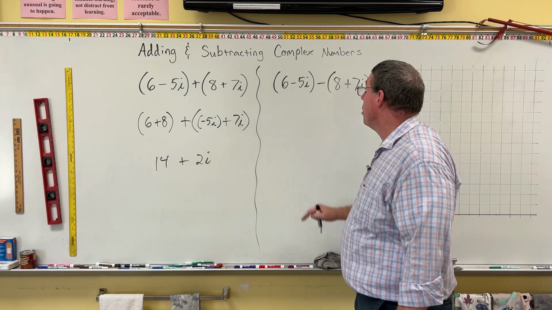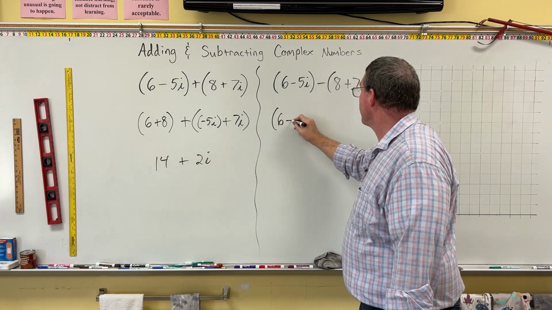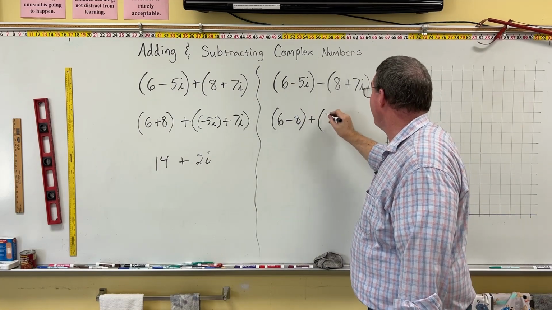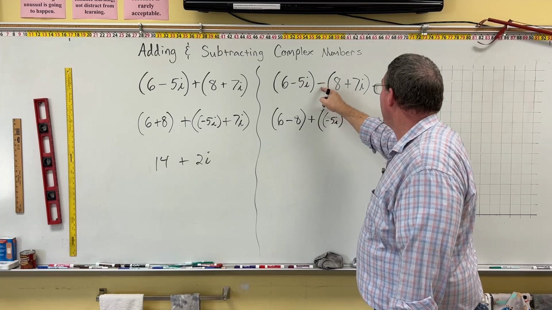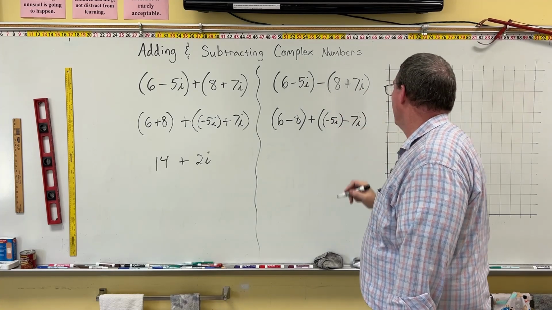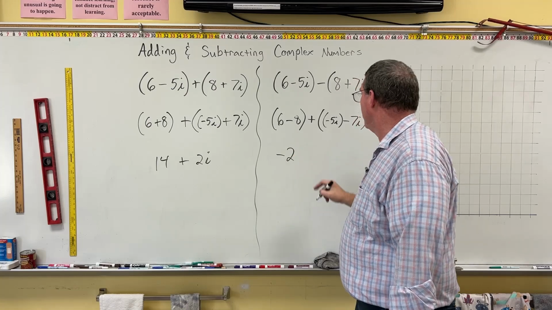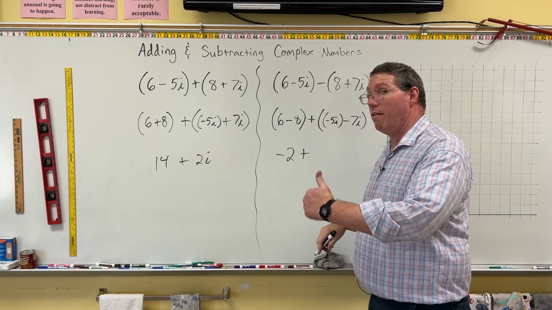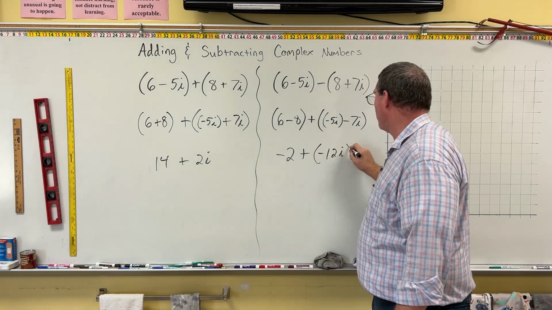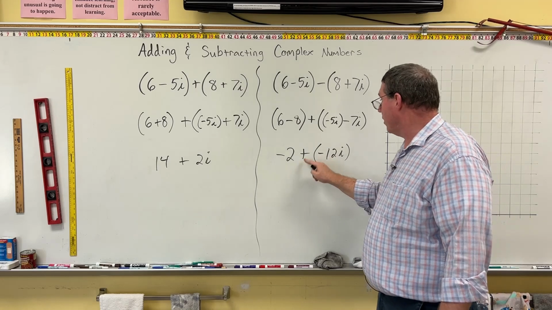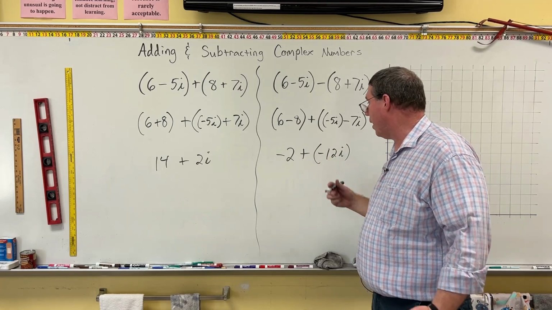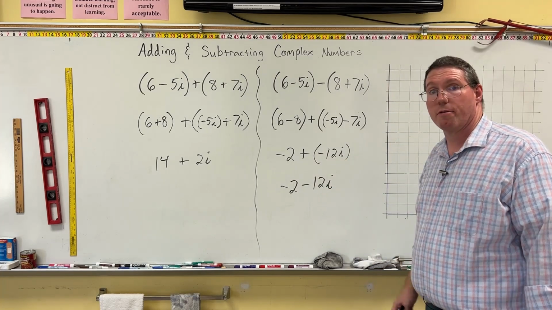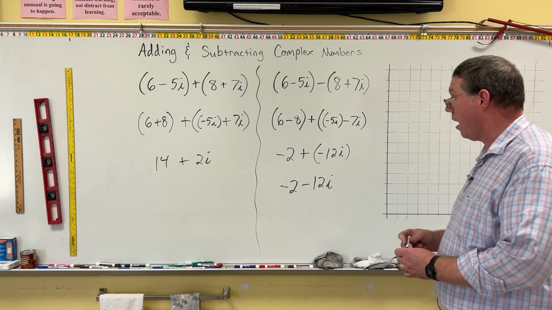But if we subtract them, we have 6 minus 8. Then we have plus negative 5i minus 7i. Well, 6 minus 8, that's negative 2. Plus, here, negative 5i minus 7i is negative 12i. But we're not going to write it like this. This negative is going to take over this positive. A negative and a positive multiplied makes a negative. So this is negative 2 minus 12i. That's the final answer. And that is adding and subtracting complex numbers.